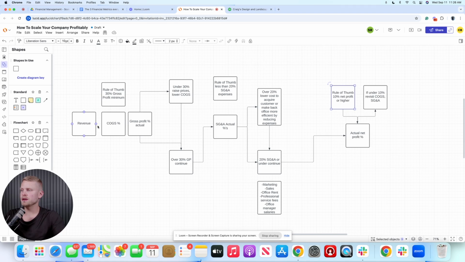For those that are listening, your business model may be completely different from a lot of different models, but this is primarily the case with a lot of service-based businesses. This is where it comes together.